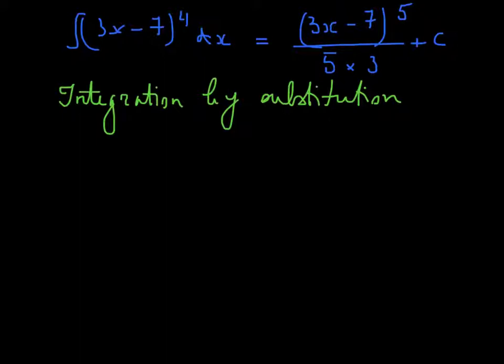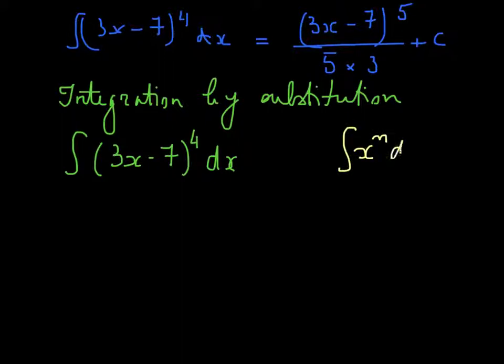Maybe you want to try a couple of examples with both methods. The first one, let us call it by inspection, and the second one is by substitution. So let us do the integration by substitution. If I take the same integral of (3x minus 7) to the power of 4 dx, I would like to use the rule that the integral of x to the power of n dx is x to the power of n plus 1 over n plus 1 plus c.